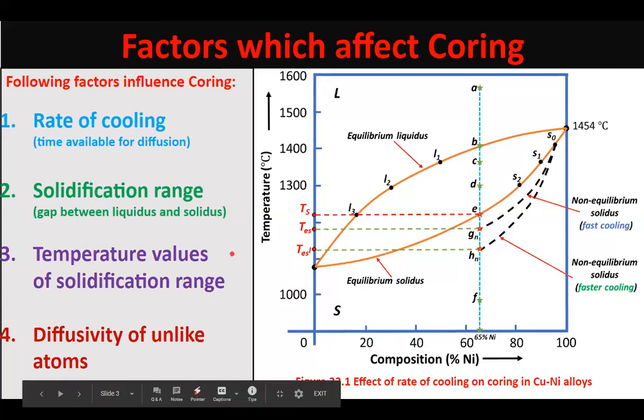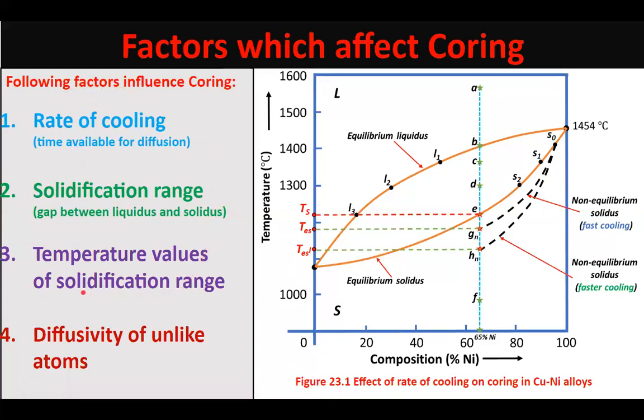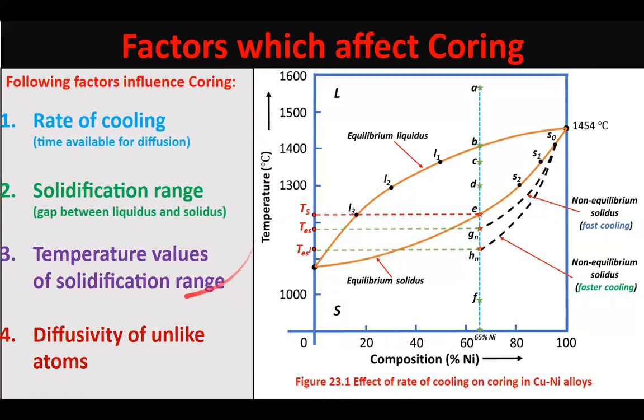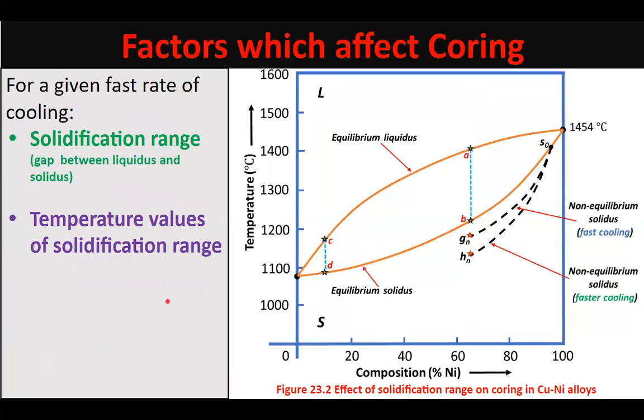So even for two different material systems, if these first three factors are the same, the extent of coring might be different because diffusivity between different pairs of atoms is different. For any pair of elements in which diffusivity is more, diffusion would be more, and hence coring would be less, if these first three factors are the same. So students, these were the factors.